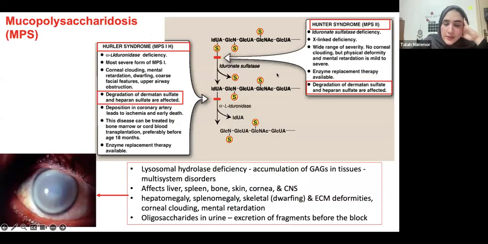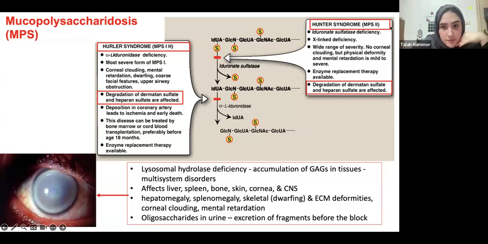Now, Hurler and Hunter syndrome, they're kind of the same because we have the same glycosaminoglycans accumulated. So we're going to have a problem in the degradation of dermatan sulfate and heparan sulfate. So both of these, we have a problem in the degradation of dermatan and heparan sulfate. Okay? Both of them are affected. But the difference is, the enzymes that are affected are different.